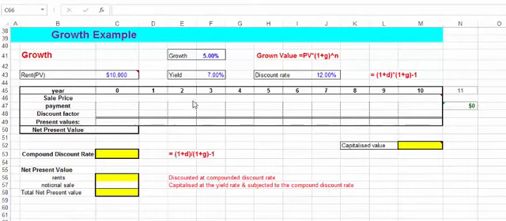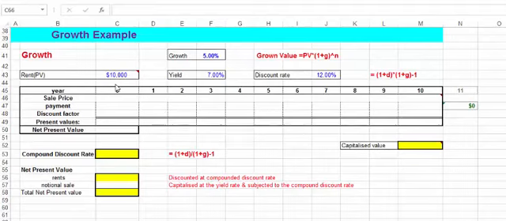Okay, we're going to be again using a 10-year DCF. We're going to be now using a growth of 5% and a yield of 7%. And we're going to be discounting that at a discount rate of 12%. We're still going to be beginning with our rent of $10,000.